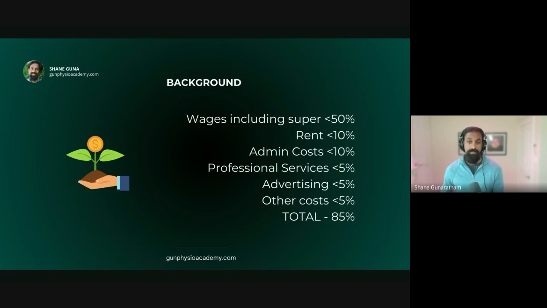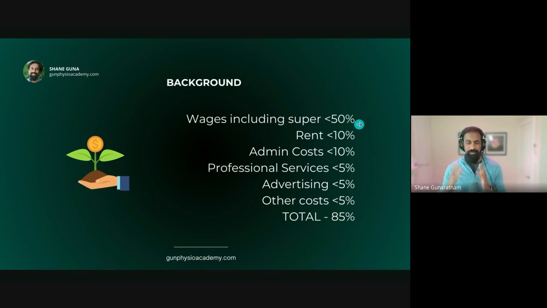You need to be at a reasonably high revenue mark for that to even work for you. So a lot of these things, same with admin costs, it's not that easy to get them to play ball. And as a result, it means that we're left with this threshold of about 50% for wages. And I include super in this. And I'm talking specifically about therapist wages.